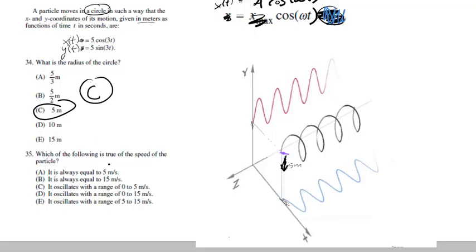Now, which is true of the speed of the particle? You're going to want to look at two things on this. Your speed, that would be your linear speed, right? Think about how that relates to this. Remember, speed is just your angular frequency, which is like your angular speed, times radius. So that would be 3, which is the same on both of them, times 5. So that would be B, 15 meters per second. I think that's all of them.